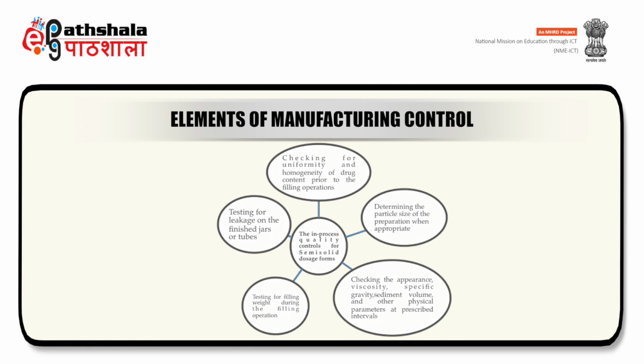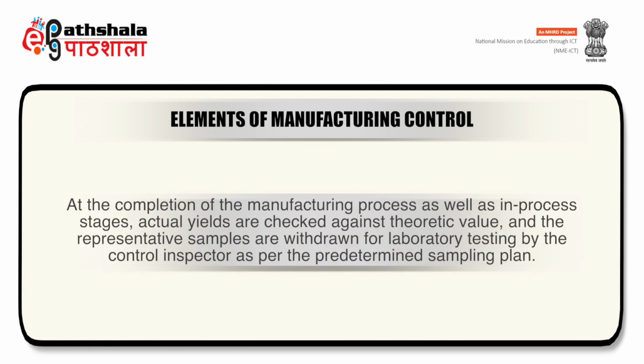After the in-process quality control, at the completion of the manufacturing process as well as in-process stages, actual yields are checked against theoretic value and the representative samples are withdrawn for laboratory testing by the control inspector as per predetermined sampling plan.